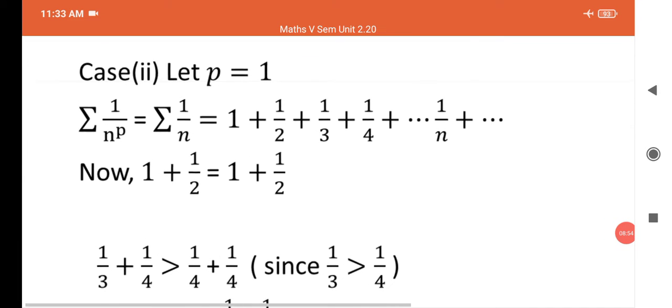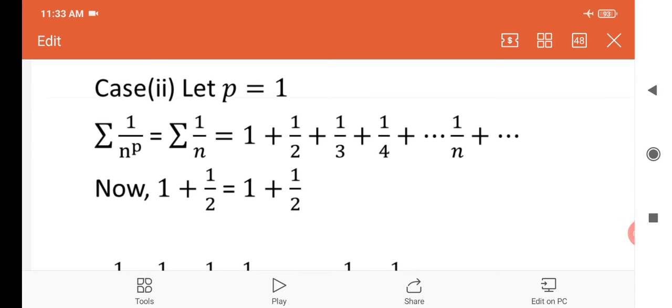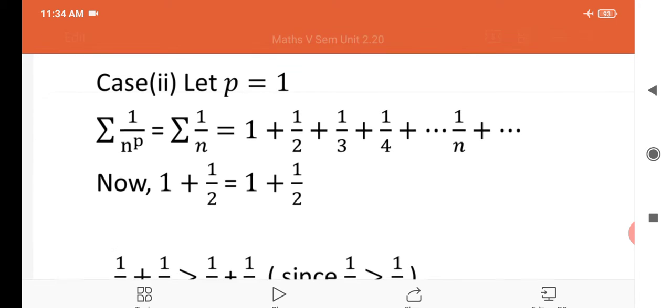Case 2. Let p is equal to 1. Then the given p series can be written as summation 1 by n to the power of p is equal to summation 1 by n. That is nothing but 1 plus 1 by 2 plus 1 by 3 plus 1 by 4 plus etc. 1 by n plus etc.